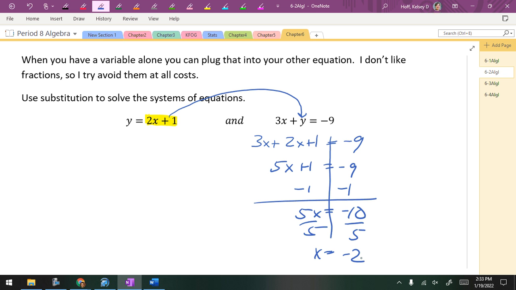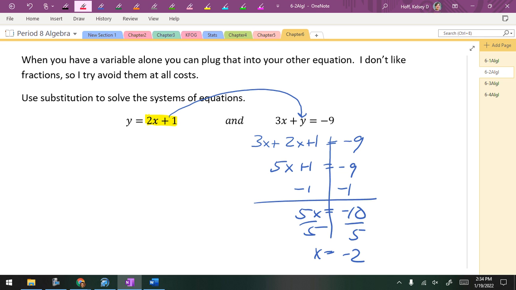Yesterday, all of your answers were ordered pairs, right? Today, still the same thing. You're going to have an ordered pair. So now that I know x is negative 2, how do I find y? Plug it in. Okay? Do you want to plug it into y equals 2x plus 1 or 3x plus y equals negative 9? I would pick this one. How come? y is already by itself, yes?